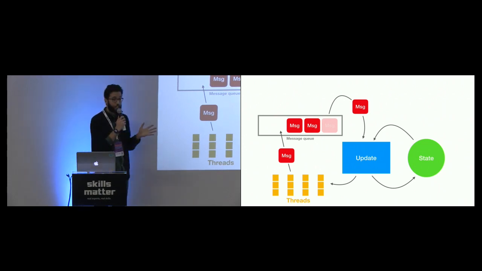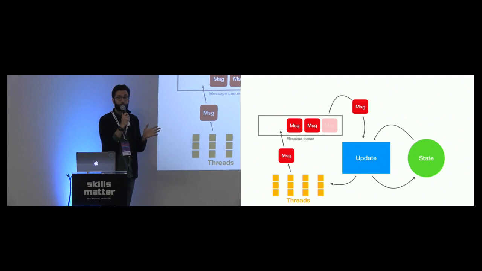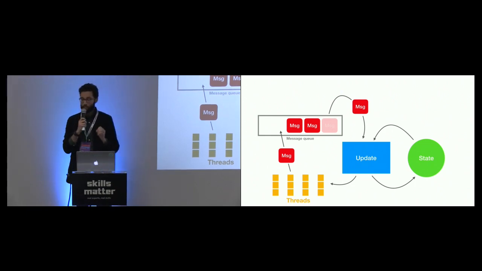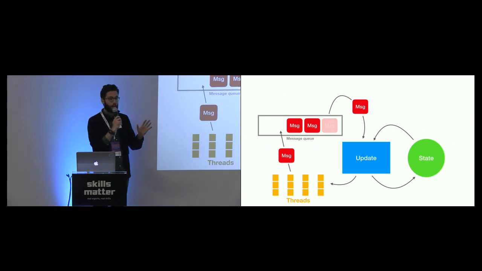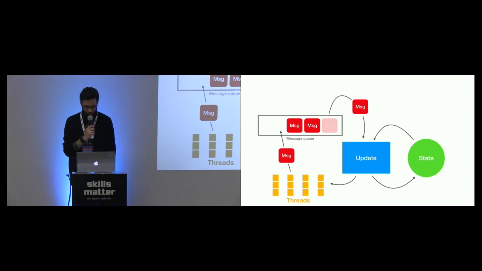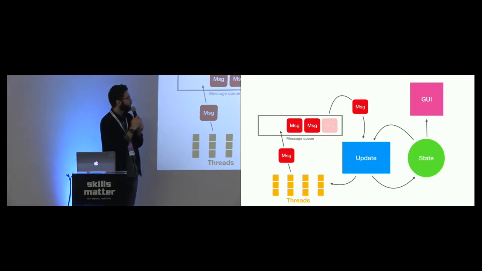Now, this architecture is great for organizing programs in general, but it's even greater if you have a user interface, especially if it is a declarative user interface. That means a user interface that can be entirely described by our state. We can have a pure function from our state to our graphical user interface. So this means that it becomes much easier to handle our user interface.